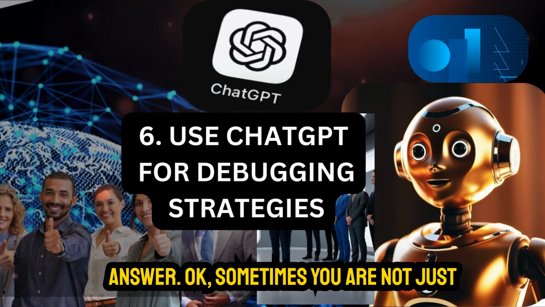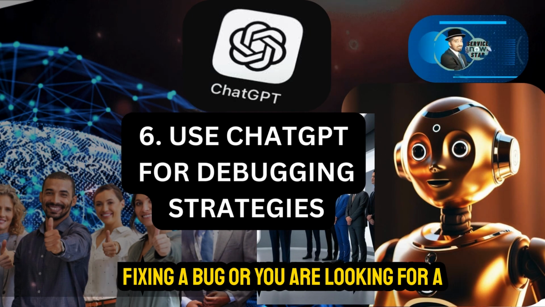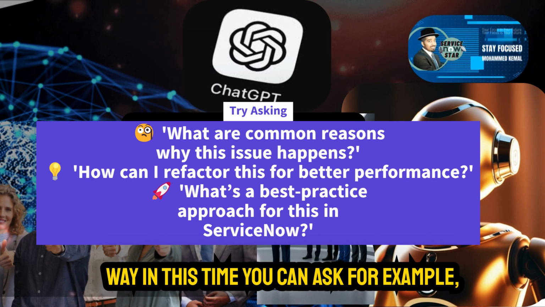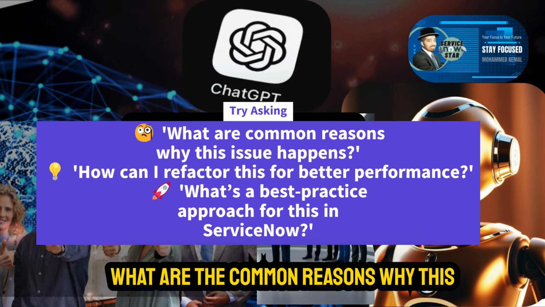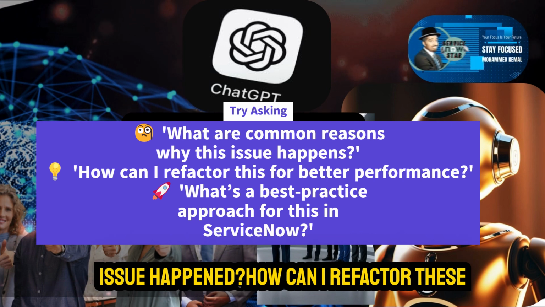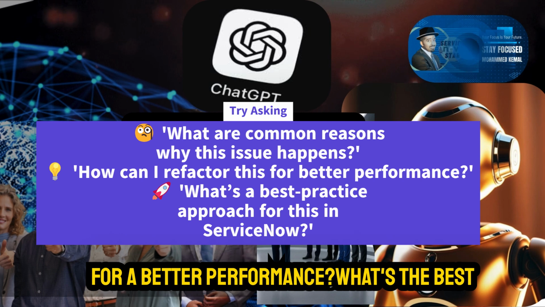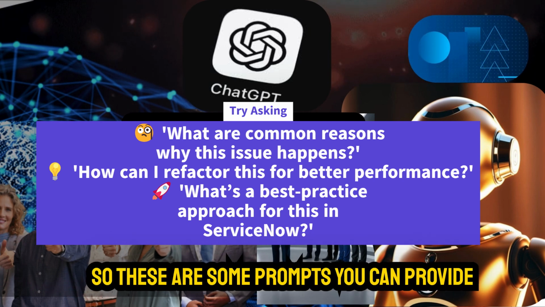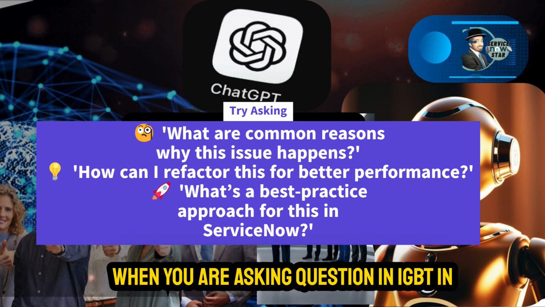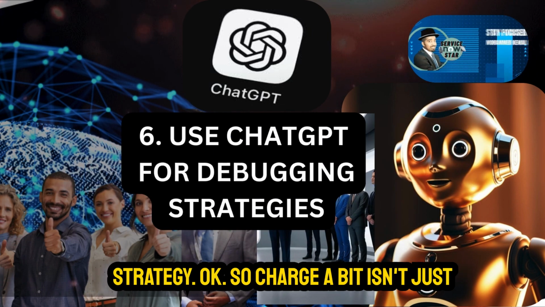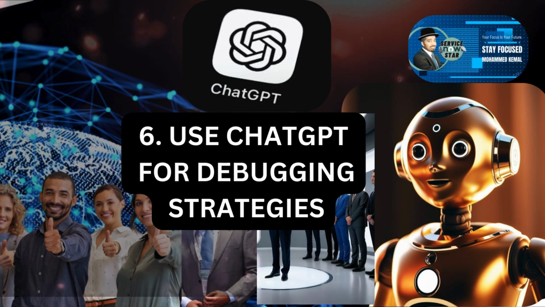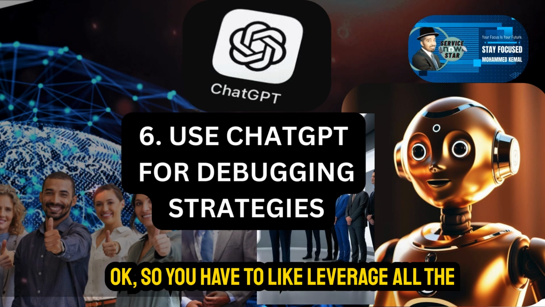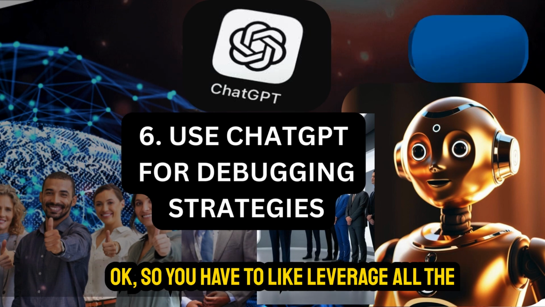Okay. Sometimes you are not just fixing a bug, you are looking for a best practice, also optimization. So in this case, you can ask, for example, what are the common reasons why this issue happened? How can I refactor this for better performance? What's a best practice approach for this in ServiceNow? So these are some prompts you can use when you are asking ChatGPT questions related to your ServiceNow debugging strategy. Okay, so ChatGPT isn't just a bug fixer, it can help you write cleaner or more efficient code as well. So you have to leverage all of that.